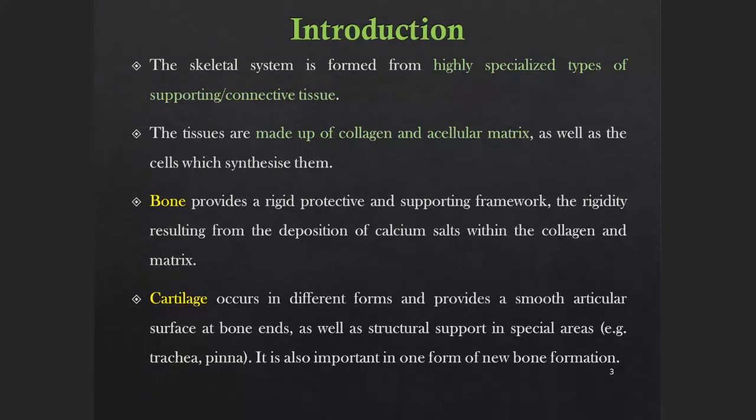Now, cartilage acts as a supportive structure. It is usually present at the end of the bone to help in the articulation of the bone and to provide support. And in certain areas, for example, in our ears or in the trachea, the structures are made up of cartilage. It is also important in one form of new bone formation that we will get to know.